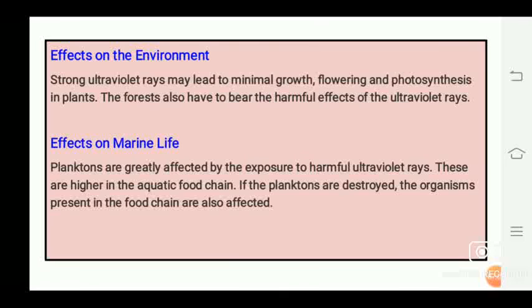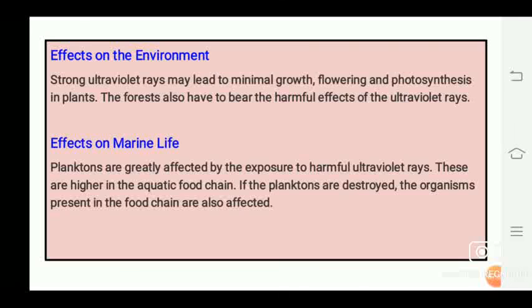So we have to use the products which are not harming this ozone layer. We need to use such products, students, which do not harm or deplete the ozone layer. Okay, so students, with this topic the things are complete now.